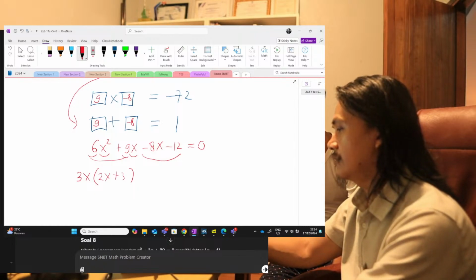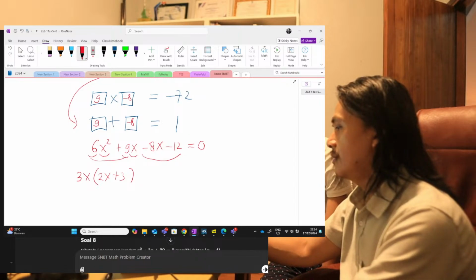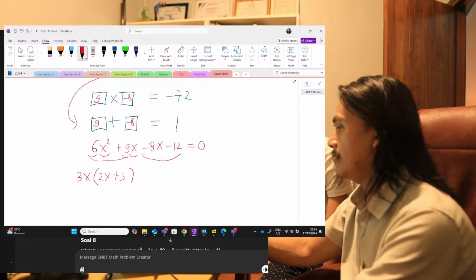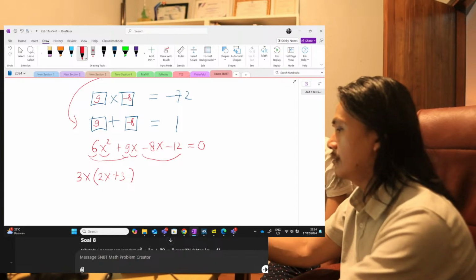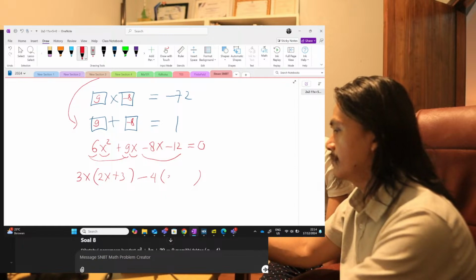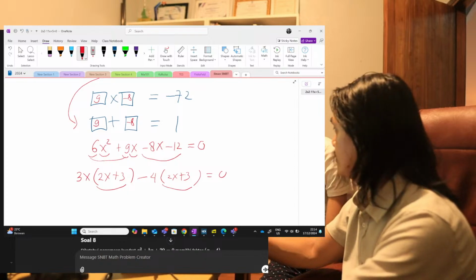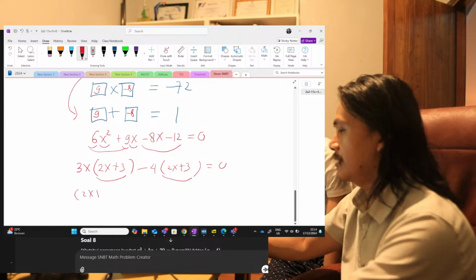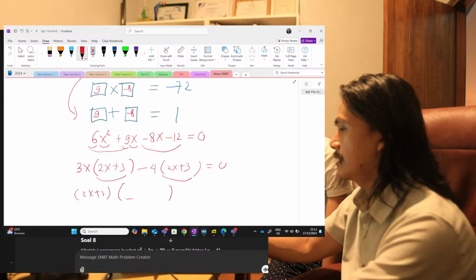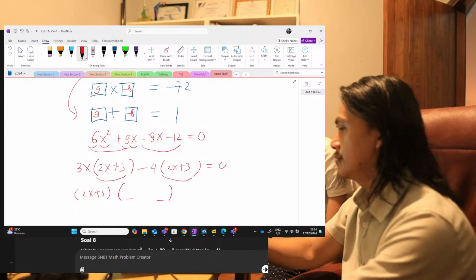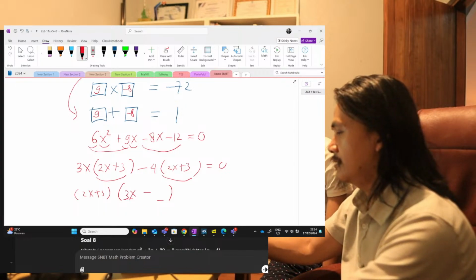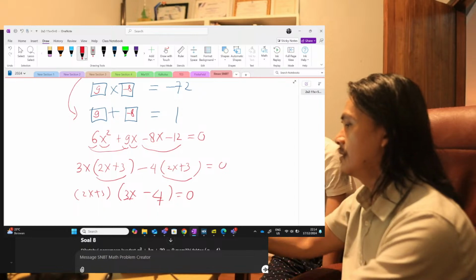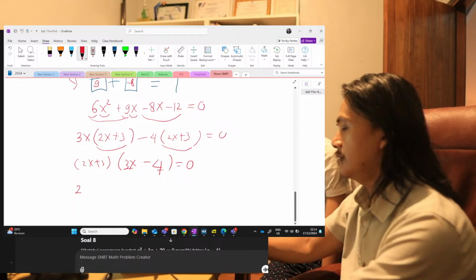Okay. Do the same with this guy. From negative 8 and 12, what can we factor? Negative 4. Here what is the inside? 2x and 3. 2x plus 3. See, magically this guy will appear twice, which means you can factor again. So 2x plus 3, and what is in there? 3x minus 4. Wow. Okay.